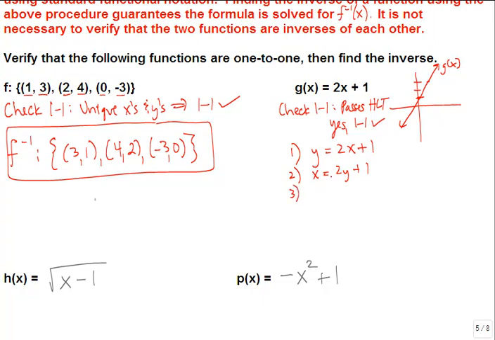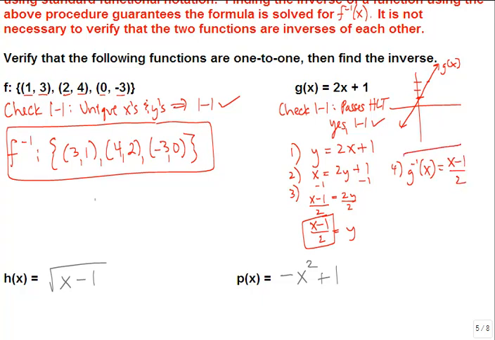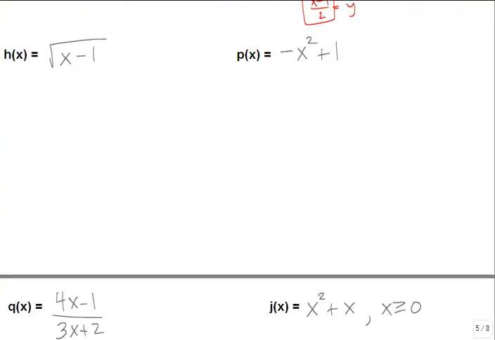Step 3, solve for y. So I'm just going to subtract 1 to the other side, and I'm going to divide everything by 2, and you could create 3 different fractions here. I'm just going to make one great big fraction. So if I solve for y, I get this. And step 4 is just to use inverse notation. So since the name of my function was g of x, then my inverse function would be g inverse, and its rule would be this formula that we just came up with. And there's our inverse function. Okay? Let's try another one.